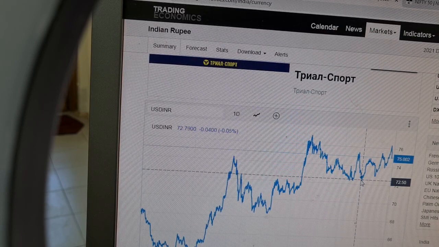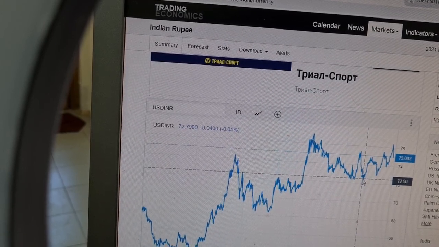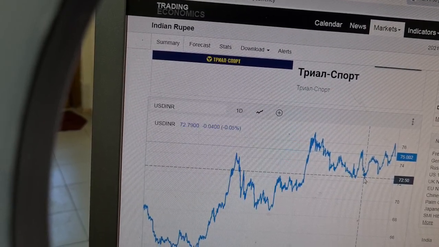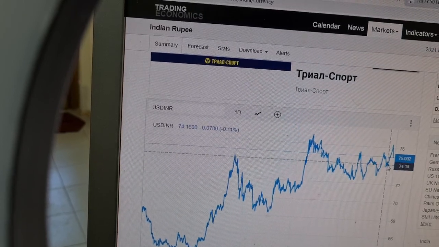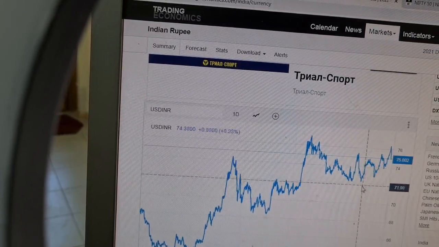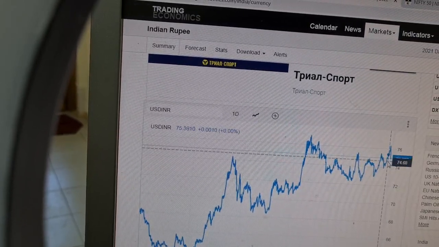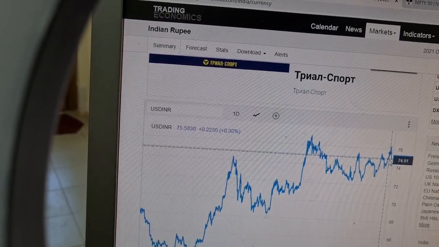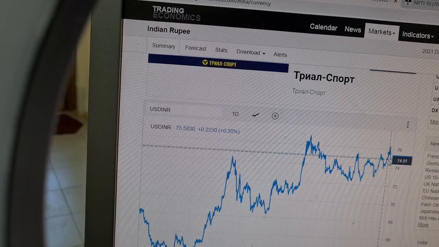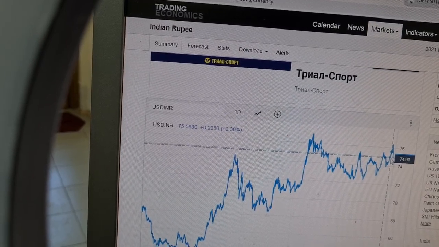And once the rupee depreciates, you will see that even Nifty 50 will depreciate. Already from October till now, almost more than $6.5 billion has been withdrawn by the FIIs from the Indian market. So from this double bottom of 72.5, it can go to say 80-81 easily. Your rupee can depreciate to 80-81 against the dollar.